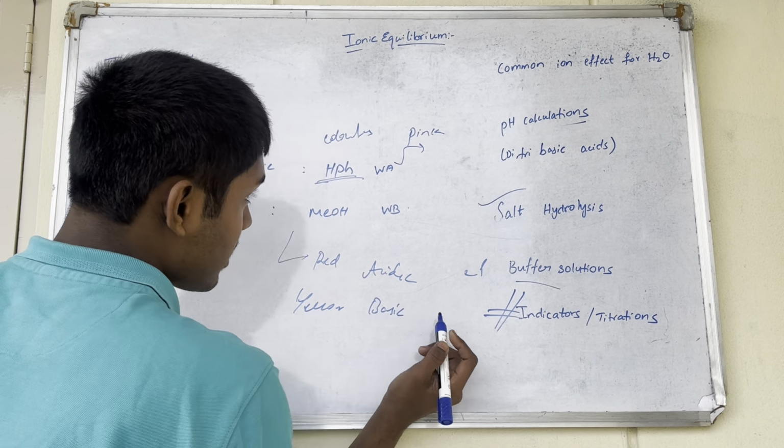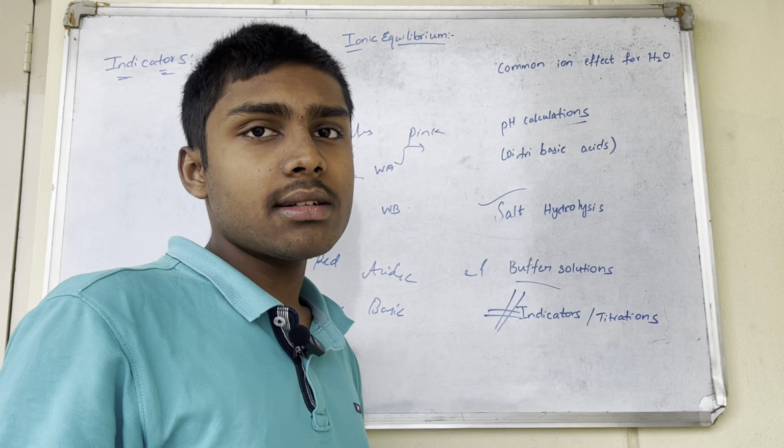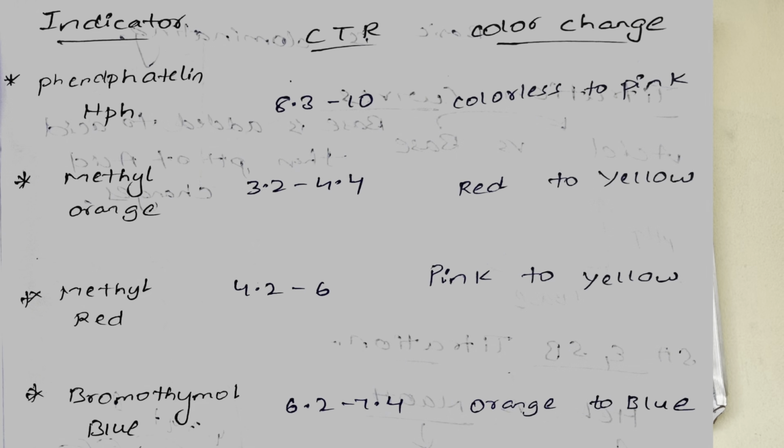There are many indicators, and out of them, four indicators are very important. I will give a list here, you can see it. Out of several indicators, you have to remember these four CTR values, meaning color transition ranges, as shown in the figure.